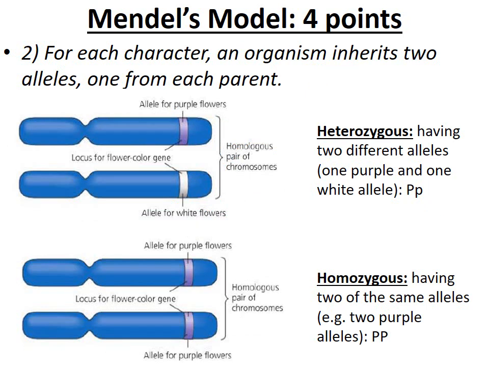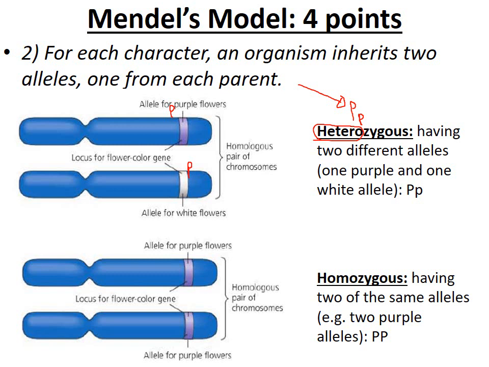Now, there's a term for what versions you inherit. If you inherit 2 different versions of a gene, so let's say big P, little p, then you're called a heterozygous individual. Heterozygous. Hetero meaning different. So this individual here is heterozygous for flower color.